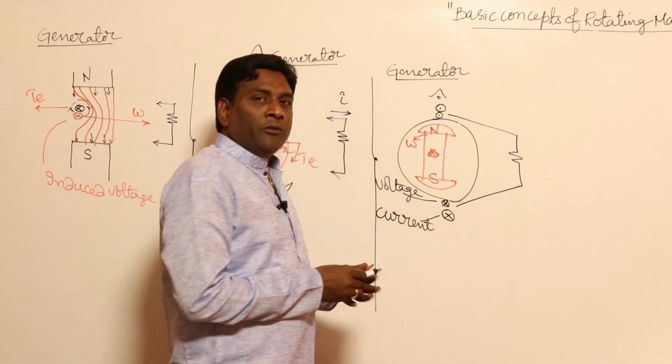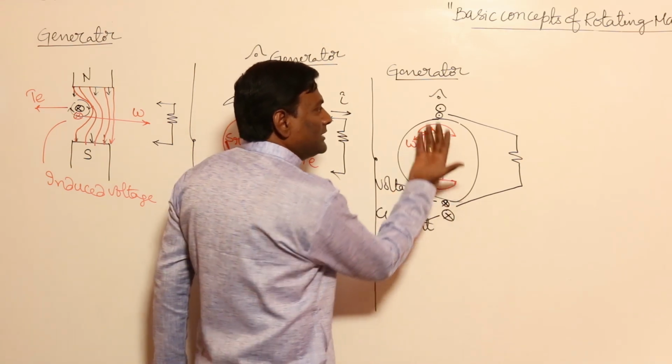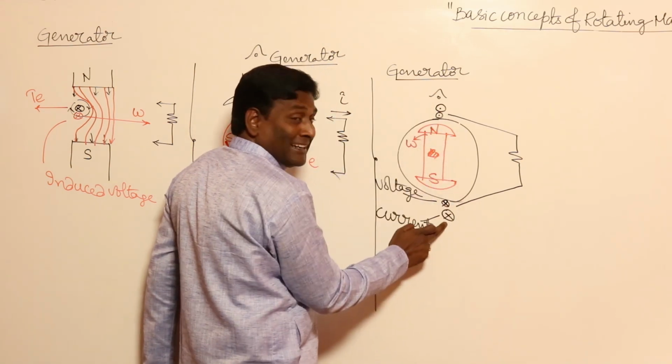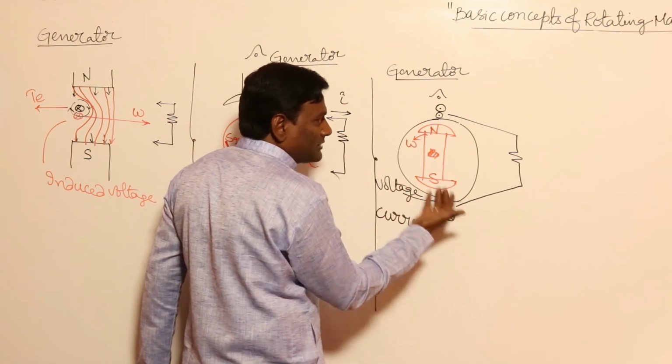Now what do we know? Whenever you find electrical current, an associated magnetic field automatically exists. Cross here, dot here. Okay. Because of currents, flux will come, not because of voltage. So currents cross here, dot here.